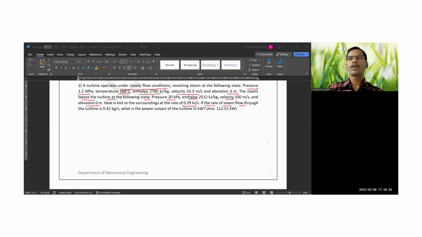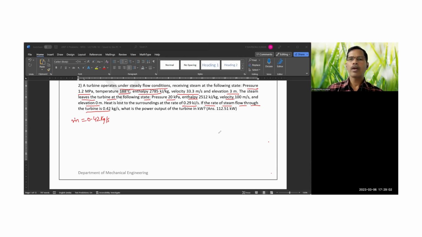If the rate of steam flow through the turbine, that is the m dot, is 0.42 kg per second, what is the power output of the turbine in kilowatts?